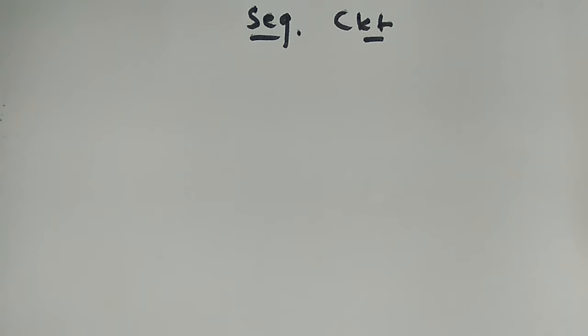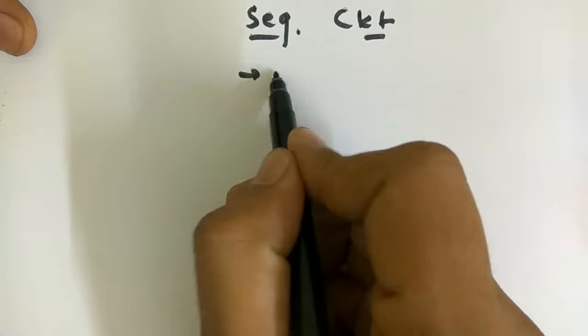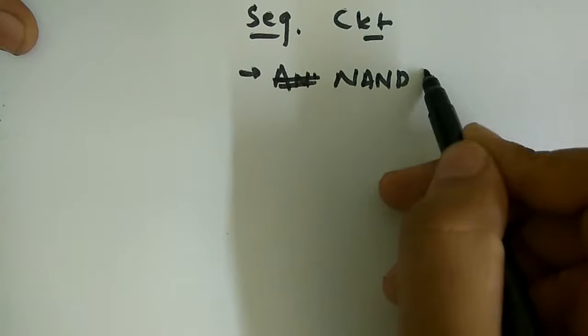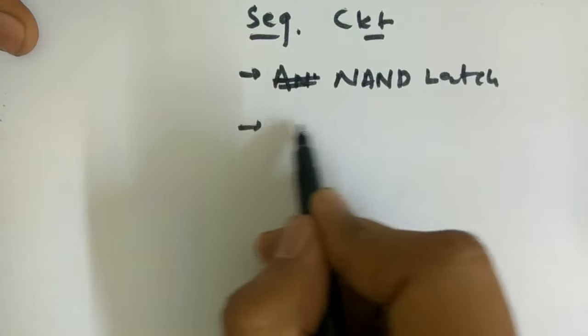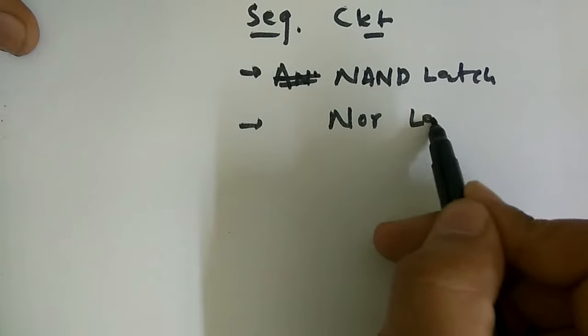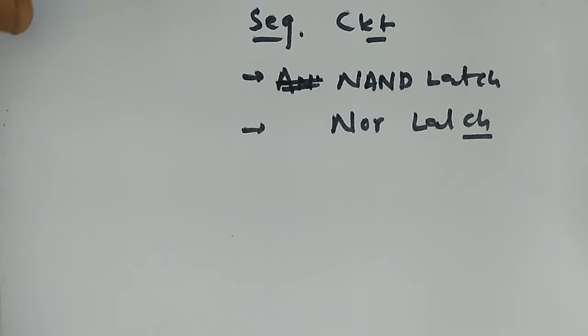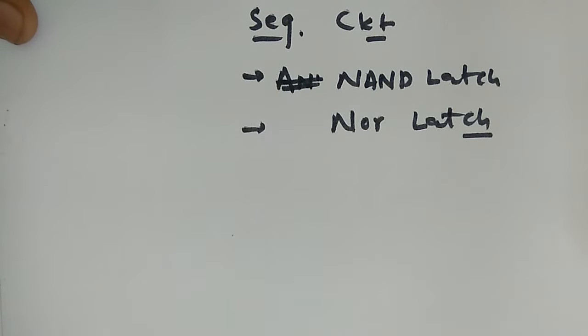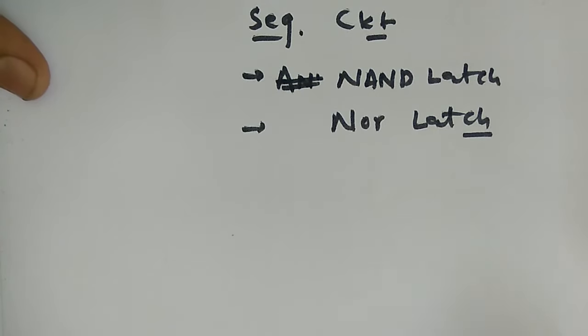In the sequential circuit, we will start with latch, and then move toward flip flops and different types of flip flops. In the latch, we have two types of latch. First one is NAND latch, and second one is NOR latch. A latch is a circuitry which helps to store a 1 bit number.